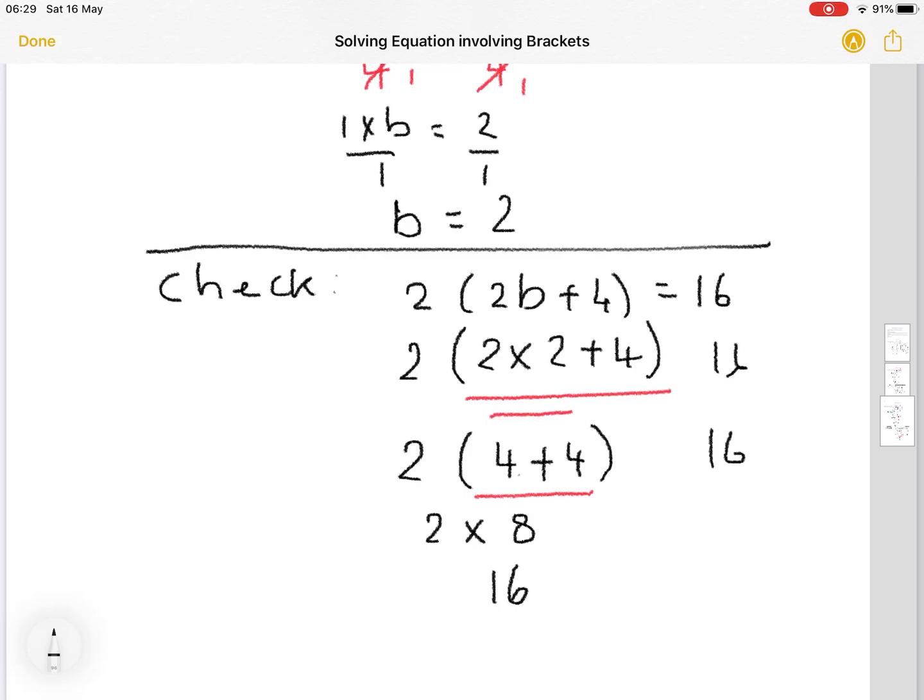On the right hand side there was always a 16. So since the left is equal to the right, I can put down an equal sign. And so that means that my answer is correct.